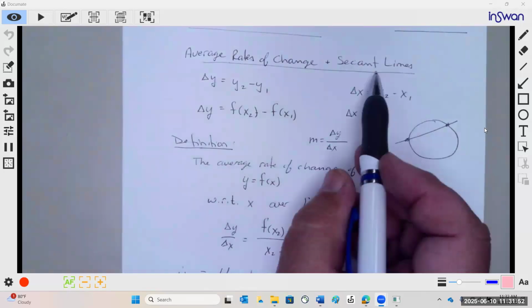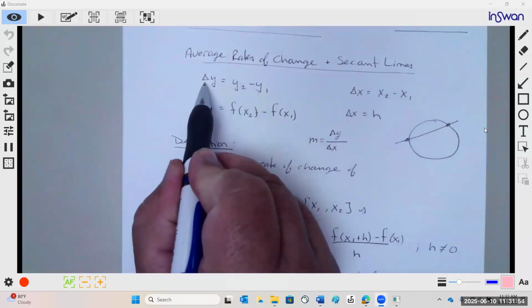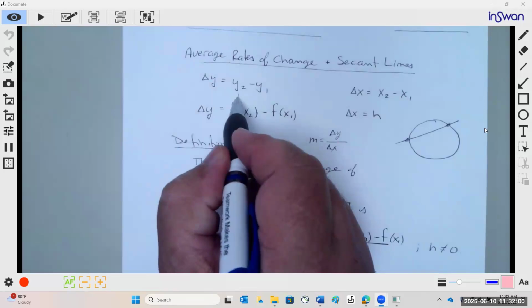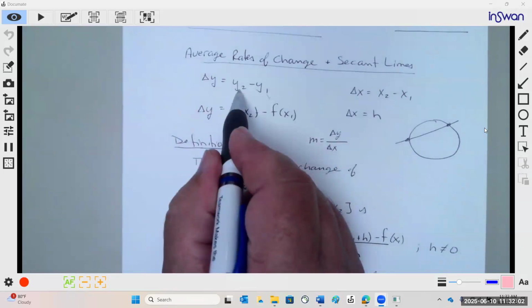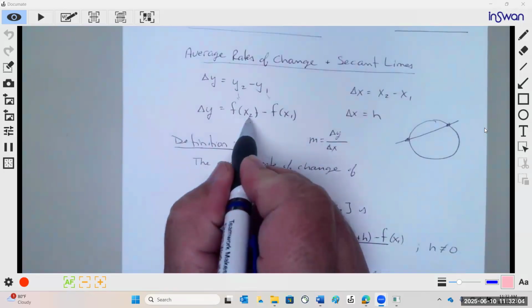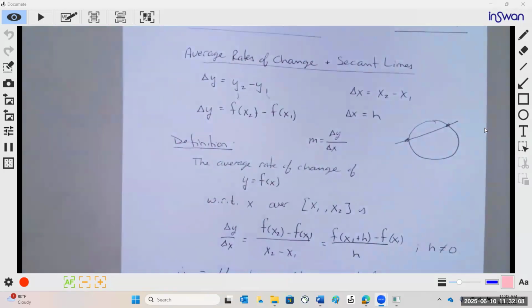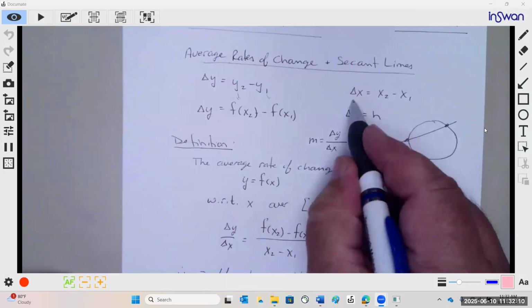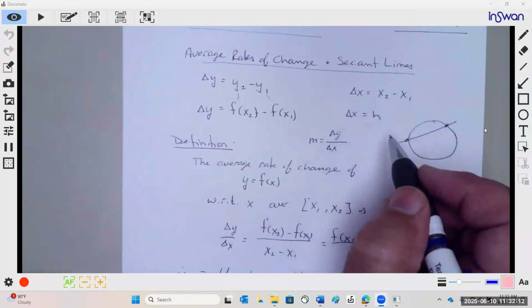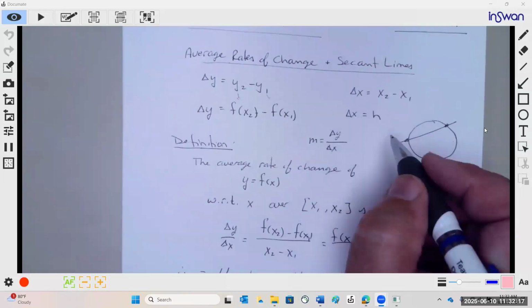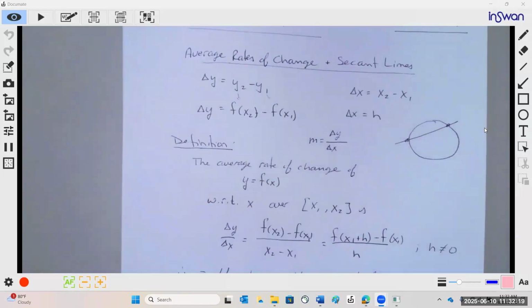So for the average rate of change, secant line, delta y is y2 minus y1. Using function notation, y2 is the function at x2 minus the function at x1. Again, this is just algebra review. Delta x is the difference in the horizontal axis, the x2 minus x1, which is also how we define h, because the h is going to be the pinnacle part.